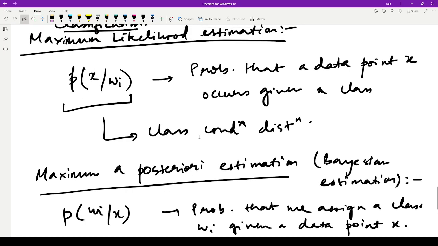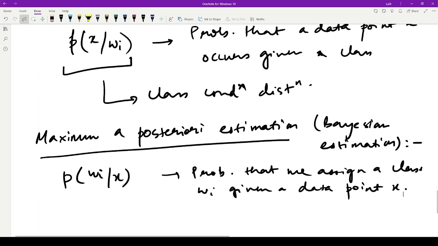Just for clarification, where does x lie? Is it discrete or continuous? It can be either discrete or continuous. For the examples that were given in the class, it is continuous. And what about Wi? They are just class labels, right? Class labels are always discrete.